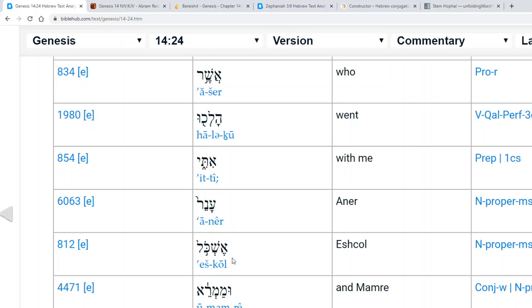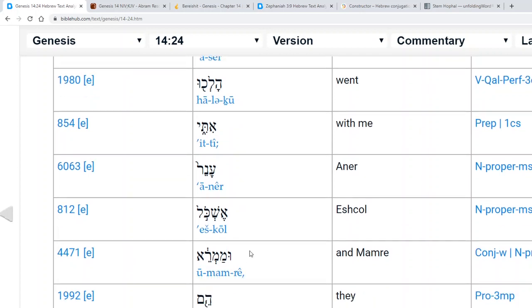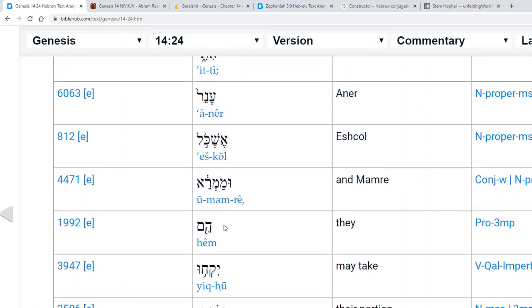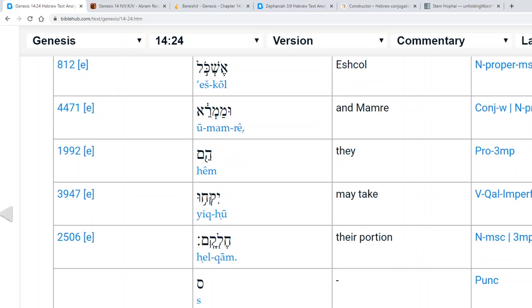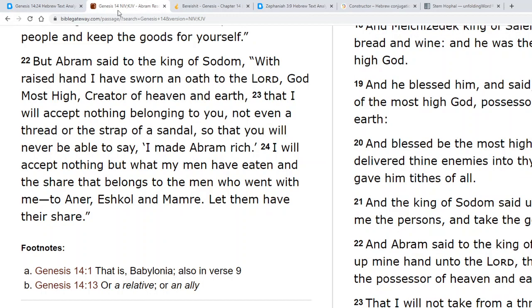Aner, Eshkol, or Mamre. So these are three names: Aner, Eshkol, and Mamre, like we spoke about before. Hem yikhu chelkam. Hem is the pronoun, third person masculine plural. Yikhu, it's in the imperfect, the future of lakachat, they will take. Chelkam: chelek means portion, chelkam is their portion. And there's a setuma, a closed break in the scroll. That's what that samech there means.